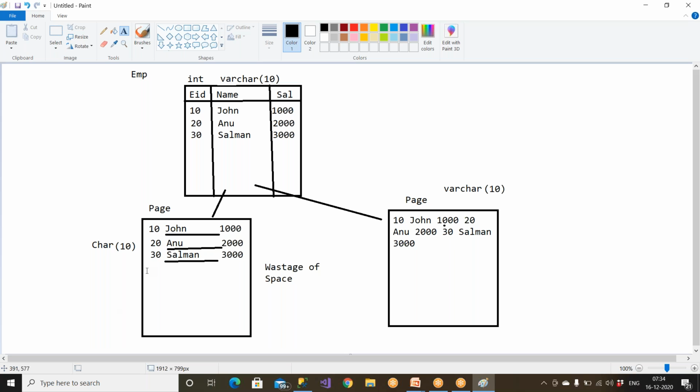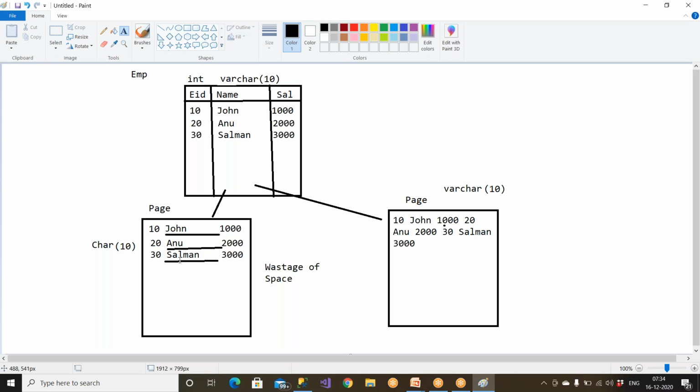But char is similar to a parcel meal or takeaway meal. In the takeaway meal, they'll give you a fixed length of food. So if you consume it completely, then there is no wastage. If you only consume one third of that, then the remaining 70% will go waste. So that is what is going on here. Clear?